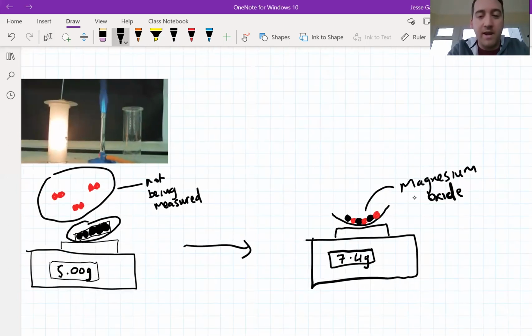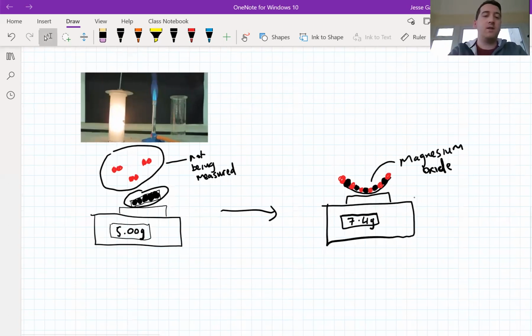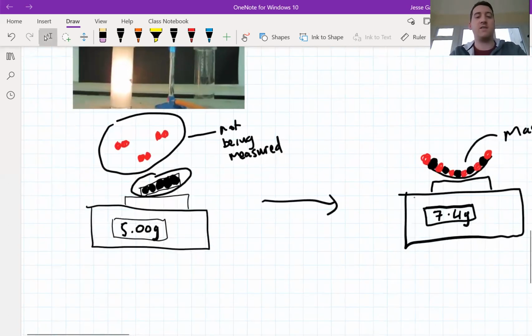All the atoms will still be there. There will still be 5 atoms of magnesium, which I've only drawn 4. I suppose I better draw them all in so that I'm not confusing anybody. There are the 5 atoms of magnesium, and we've got 1, 2, 3, 4, 5, 6 atoms of oxygen. So we've got all of the magnesium and all of the oxygen atoms are still there, and the mass looks like it's gone up, but it's only gone up because we weren't measuring the mass of the oxygen before.